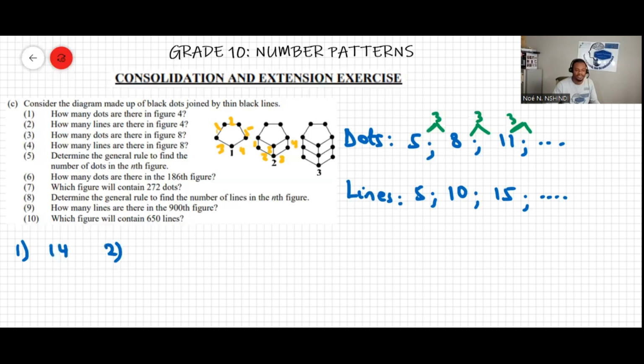And then question 2 says how many lines are there in figure 4? So the fact that we're adding 5 over here, the fourth one will be 20. So we add 5, so it'll be 20. And then question 3, because we add 5, another 5 there, so it's going to be 20.